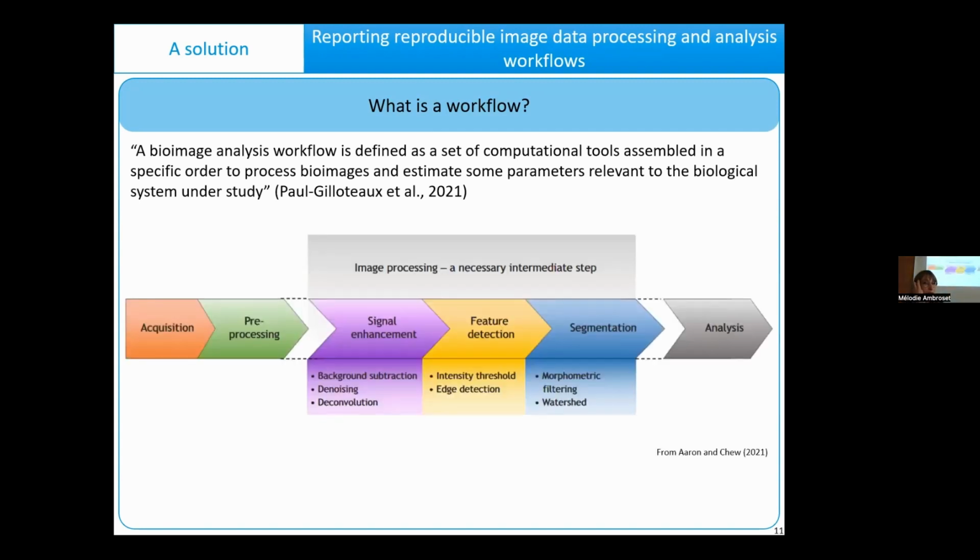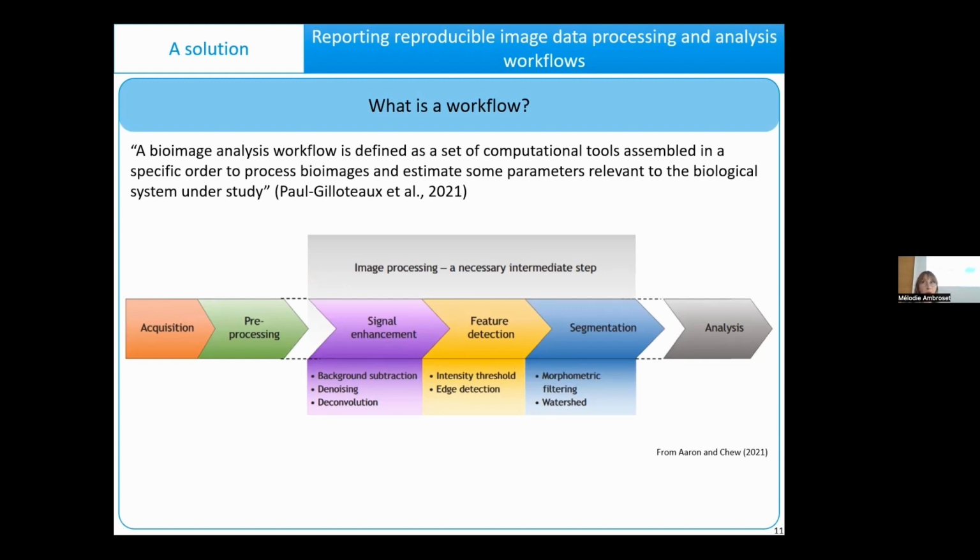It can vary a little bit, but you have the acquisition of the images. You have some kind of pre-processing steps that are there or not, for example, stitching tiled images or re-registering images, stuff like that. And then you have processing steps, which consist of signal enhancement. You want to get the best signal to noise ratio possible, and you want to do feature detection, which is like you want to be able to extract objects of interest from the background of the image, and segmentation.